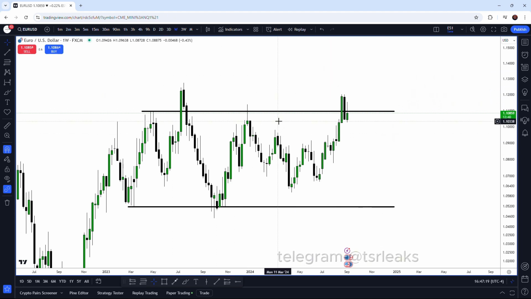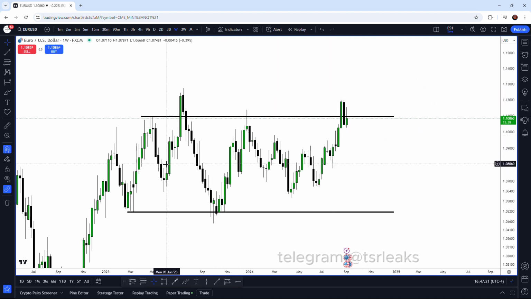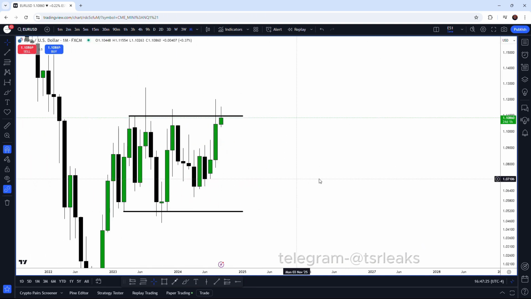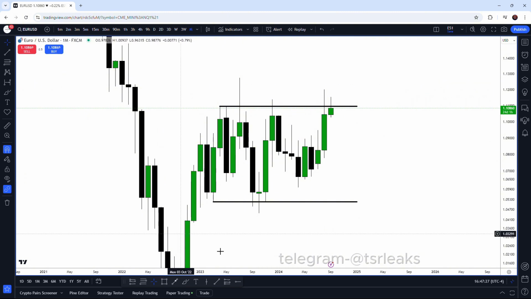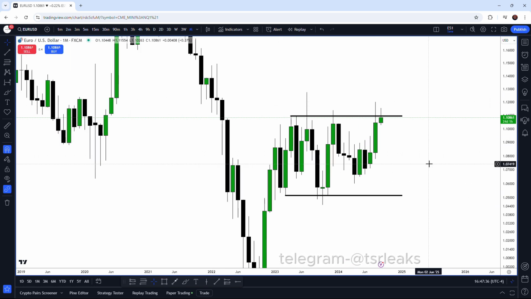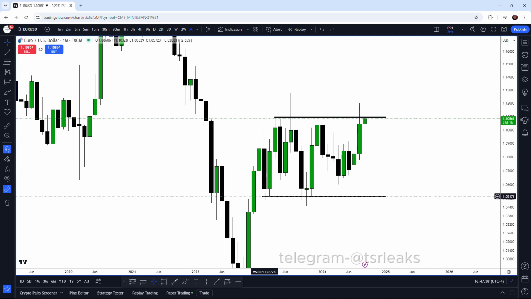Keeping that rule in mind, you must only look for CRTs at the low or high of a range. This is a monthly range. You do not execute trades in the middle of a range, you execute them at highs and lows. Now, monthly range low, monthly range high. Let's drop down to a weekly.